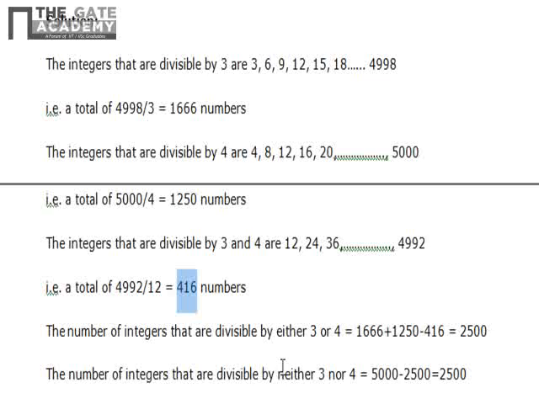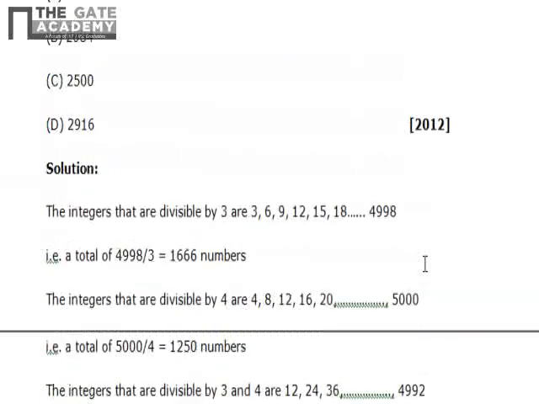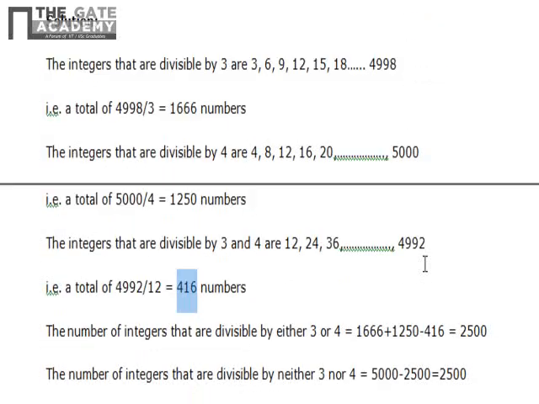Now these 2500 numbers are divisible by either 3 or 4, and you have to find the number of integers that are divisible by neither 3 nor 4. So you have to subtract this 2500 from this 5000, and you'll get the answer as 2500. So which option is it? It is option C. That means your answer is option C.